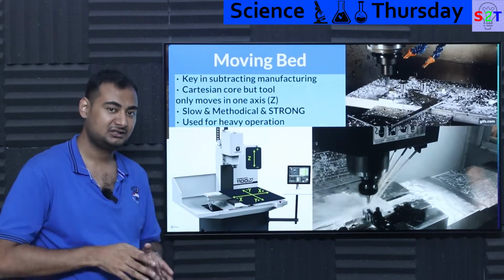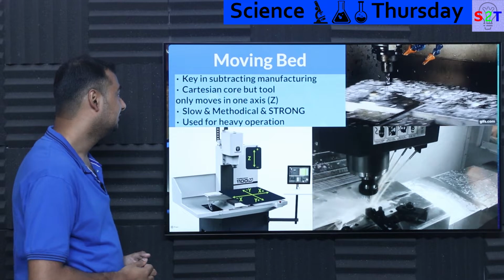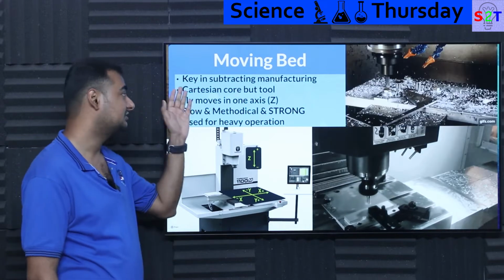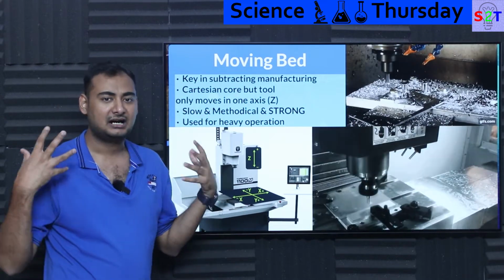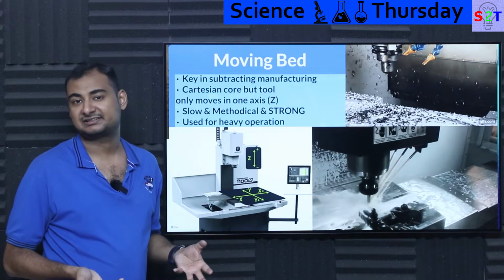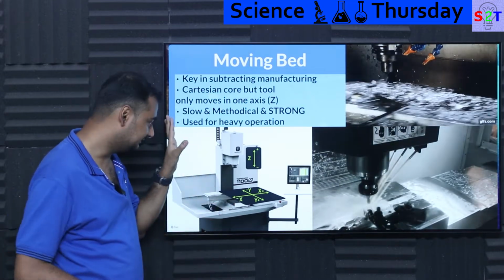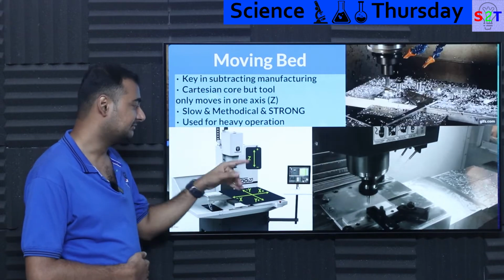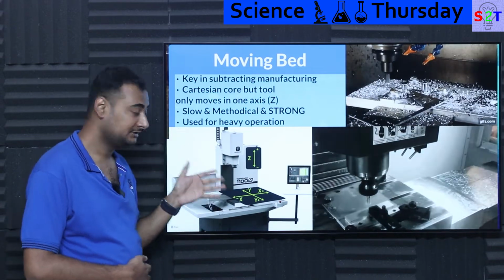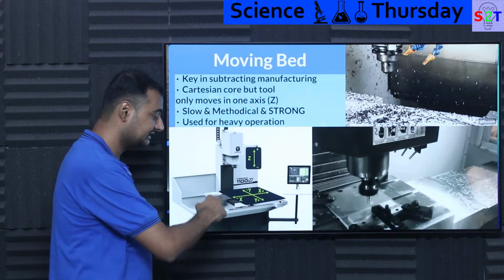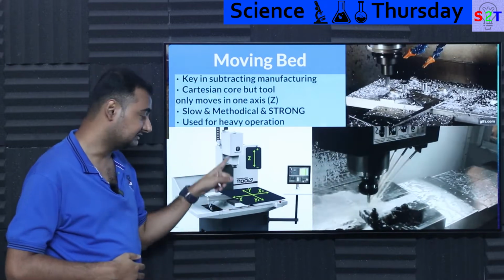Now there is a sub variant of Cartesian, that is the moving bed design. Moving bed design is key for subtractive manufacturing. Now if you wonder how the heck people used to manufacture complex things like jet engines in the 1950s and 60s, this is the thing. Again, this is a computerized version. Just remove the computer from it, and it will become a milling machine. Now how is it moving? It has the bed that moves in 2 axes. Now the Z axis is locked.